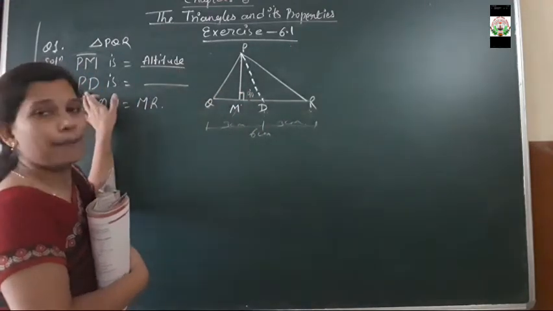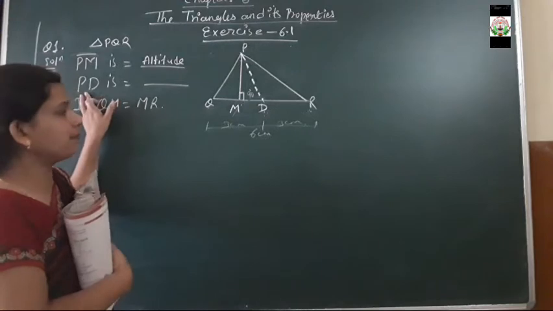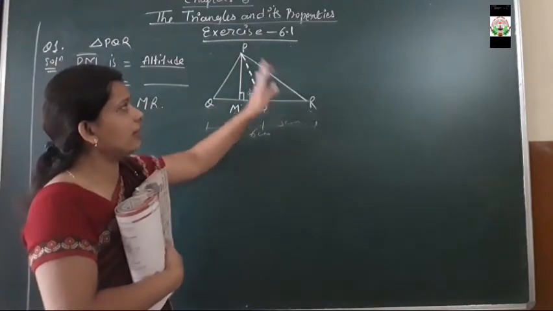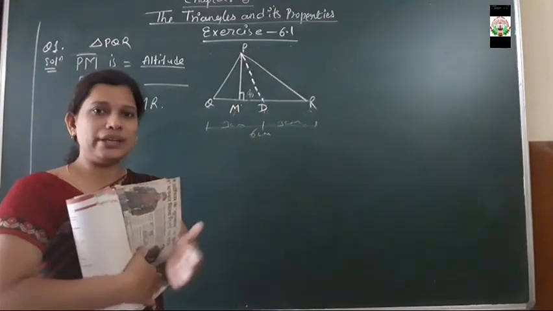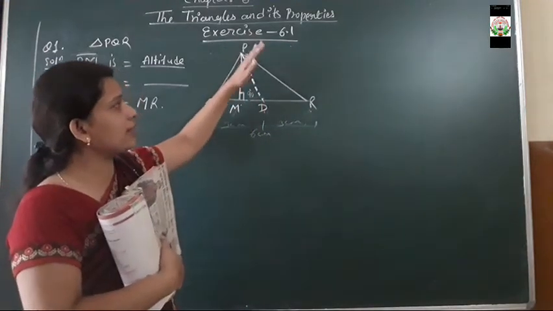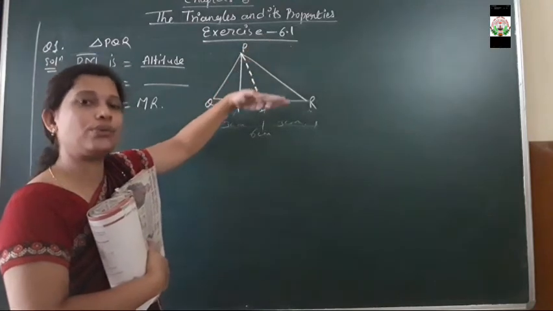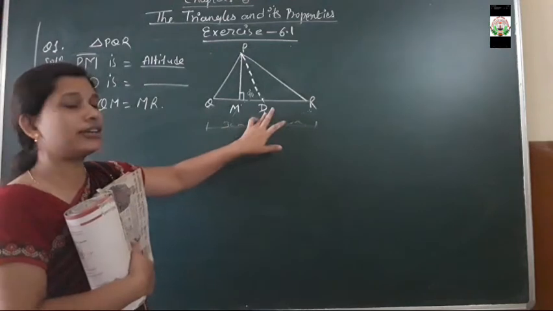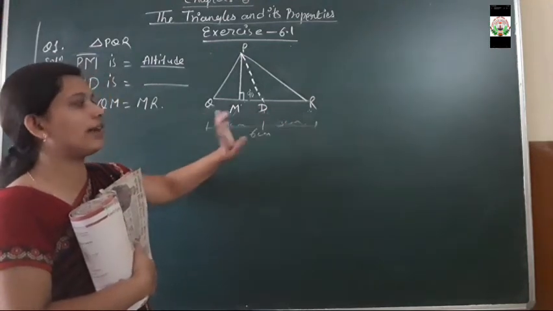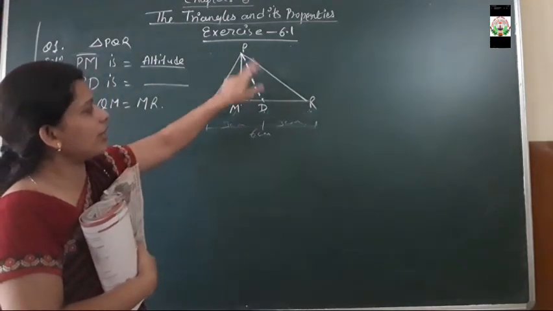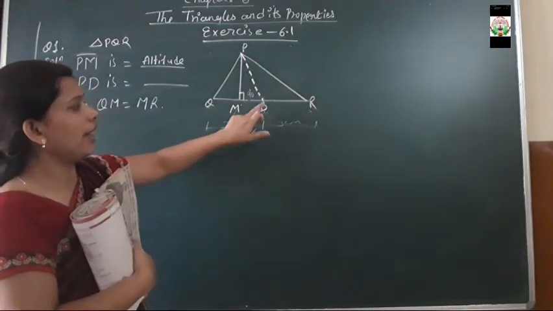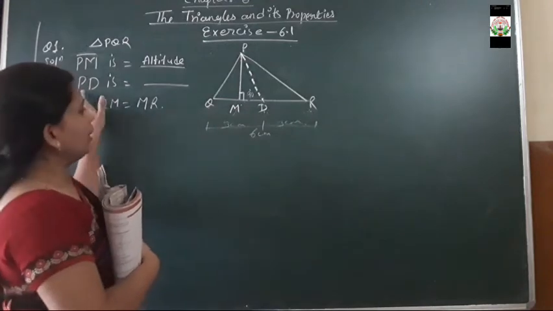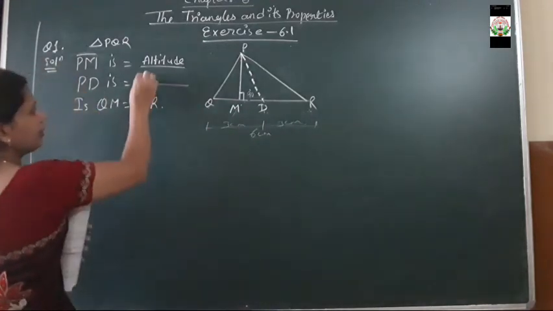Next it is said that PD is what? What is PD? As it is told in the question itself, D is the midpoint of QR. That means what is a median? A median is a line segment starting from the vertex and joining to the opposite side of a triangle, dividing it into two equal parts. That kind of line is known as a median, isn't it? So here, as it is told that D is the midpoint and it is joining with the vertex P, what is PD? So here the PD line is a median.